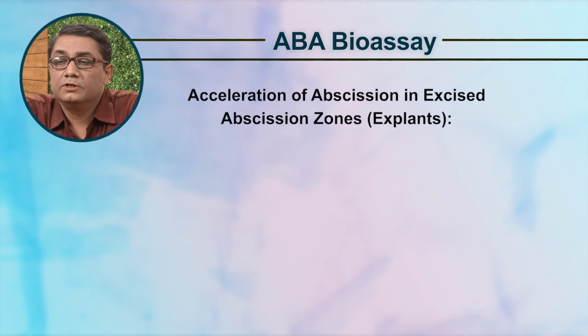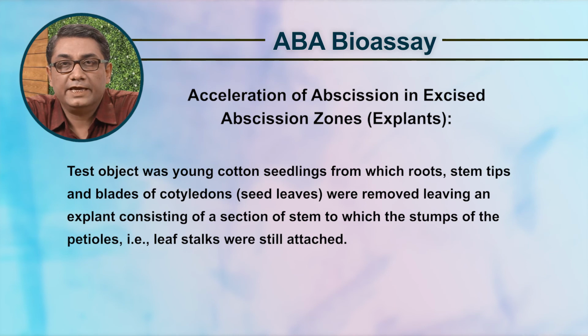For example, excised abscission zones or explants can be put into a solution containing ABA, and the time taken for abscission can be measured and compared with a control where there is no ABA. The increase in the rate of abscission, or reduction in the time of abscission, is an indicator of the presence of ABA, and this has a quantitative relation with the amount of ABA.